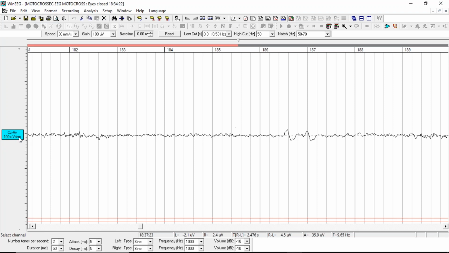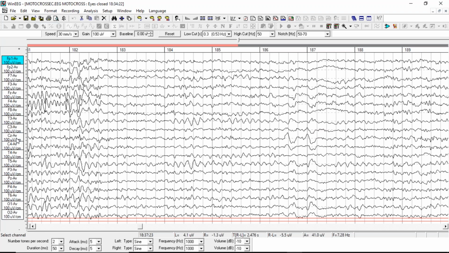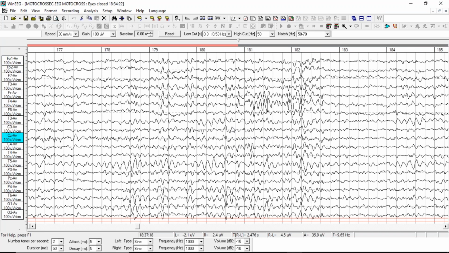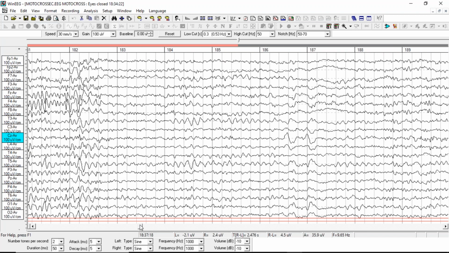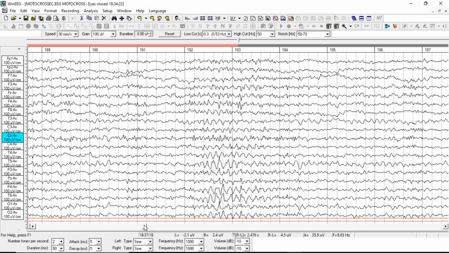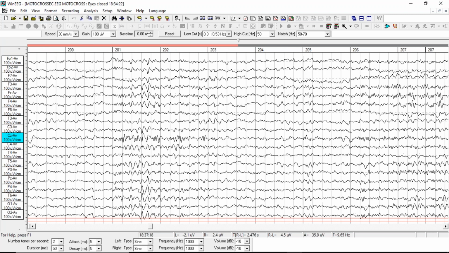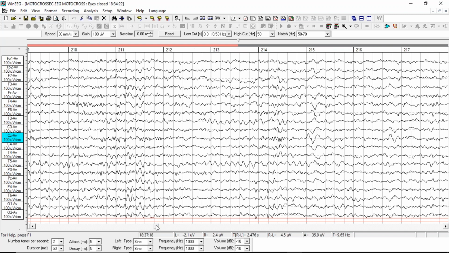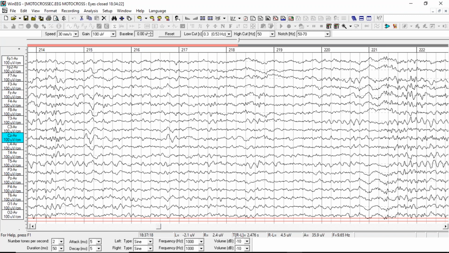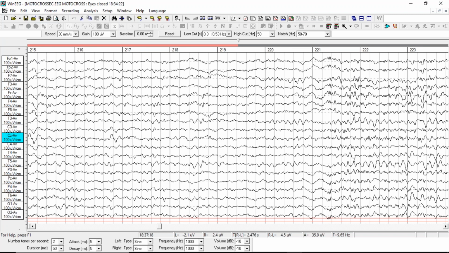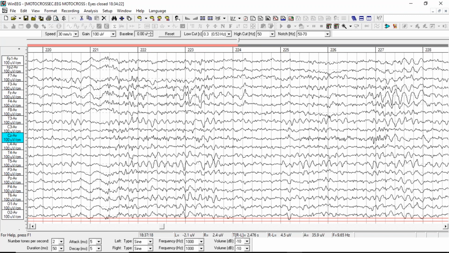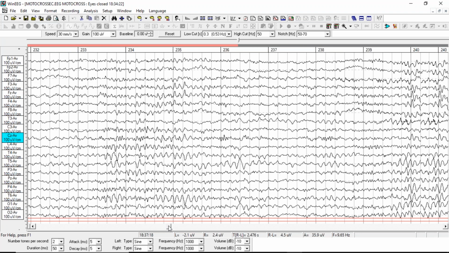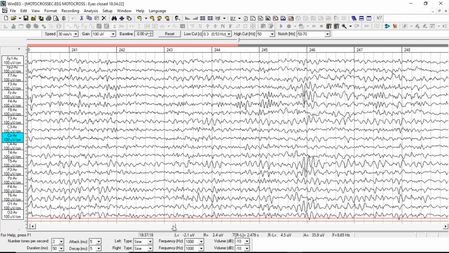There's this sharp vertex wave. You see it once, you see it again. Here's the slowing, stage 2 sleep. So alpha disappears, theta appears, and there's your recipe for disaster. So in addition to having cognitive difficulties because of the TBI, the discharges, the slowing, we also have a sleep disorder, which is clearly diagnosed as sleep apnea.